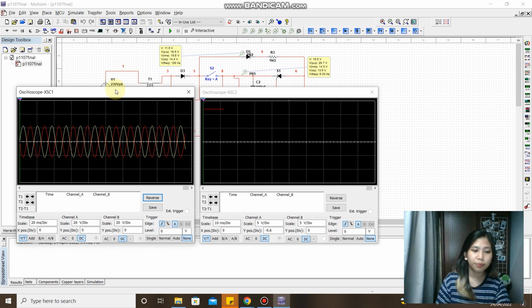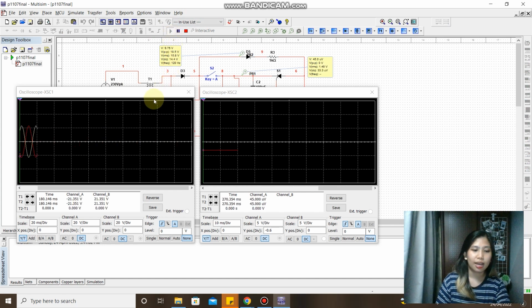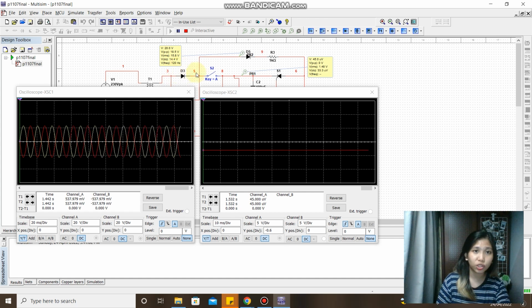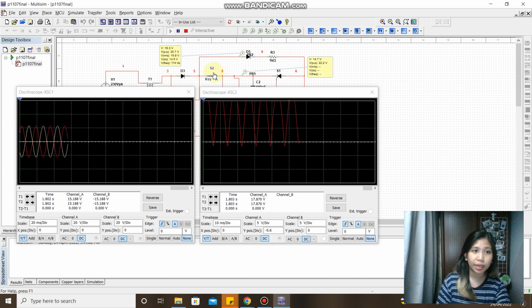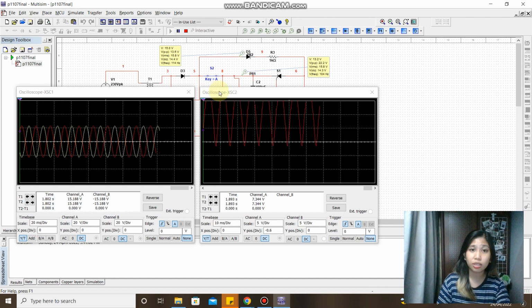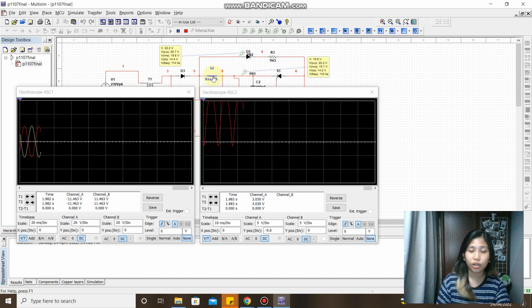The technical term is called a phase shift. And as you can see, when I press the run button, it runs continuously and fast. But when I press the switch, it will still run, but it becomes slower. On the other hand, the second oscilloscope, earlier it was only a straight line, but when I press the switch, it also became a sine wave.